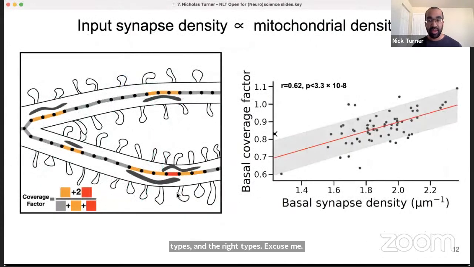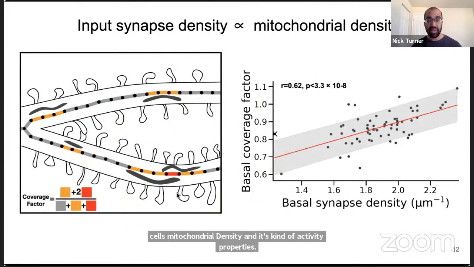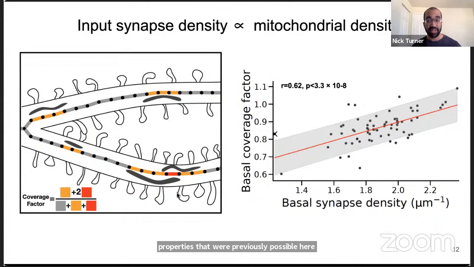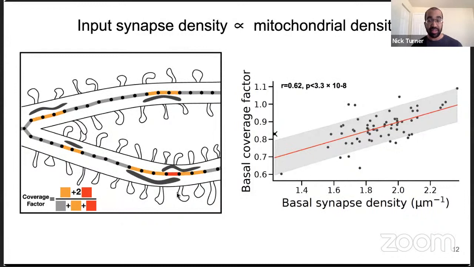We can also draw more direct connections between a cell's mitochondrial density and its connectivity properties than were previously possible. Here we compute a mitochondrial density metric across the cell's basal dendrites using the computational skeleton and correlate it with the density of synapses on the same basal arbor. The left figure describes the density metric, which quantifies the amount of path length in the skeleton that is covered by mitochondria. The right shows a scatter plot relating mitochondrial density and synapse density across basal dendrites, where each point is a separate neuron. This is a more direct comparison than the spine density measurements that I mentioned before.